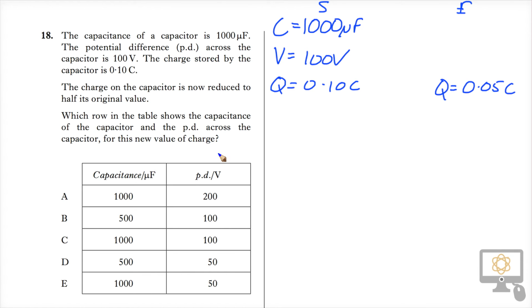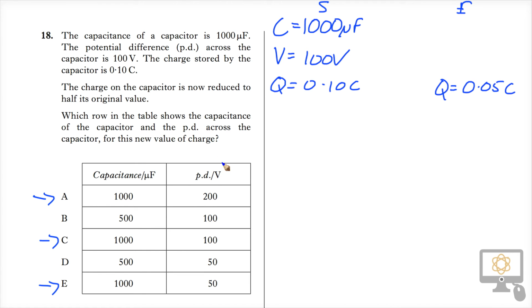Which row in the table shows the capacitance of the capacitor and the PD, the potential difference across the capacitor, for this new value of charge? Okay, well the first thing to note is it's the same capacitor, so therefore it will have the same capacitance. So that means that A could be right, C could be right, and E could be right. Question is, which one is it?